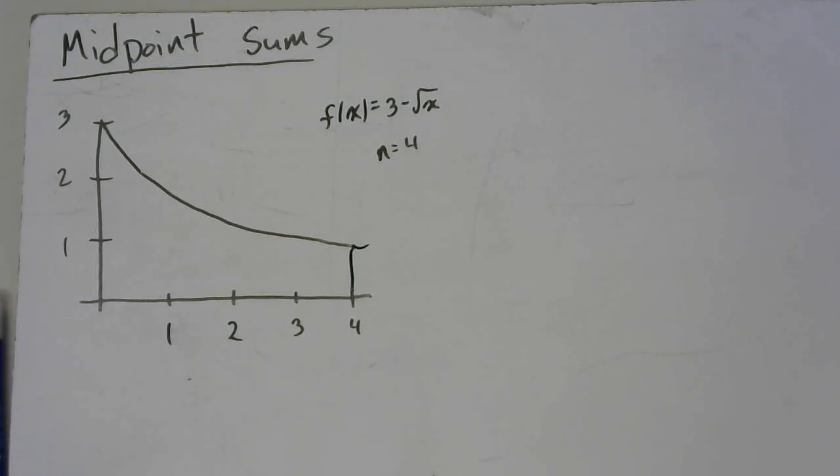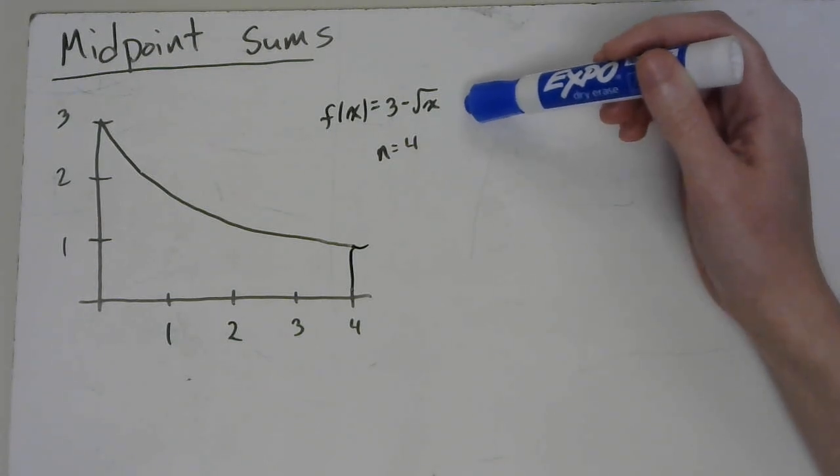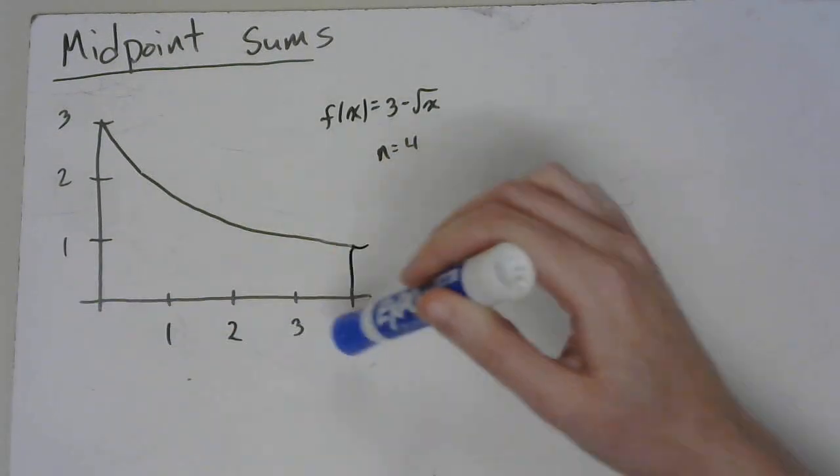In this video, we're going to be talking about midpoint sums. So we've looked at using left and right Riemann sums to approximate the area under a curve. Here, I'm interested in finding the area under 3 minus square root of x from 0 to 4.